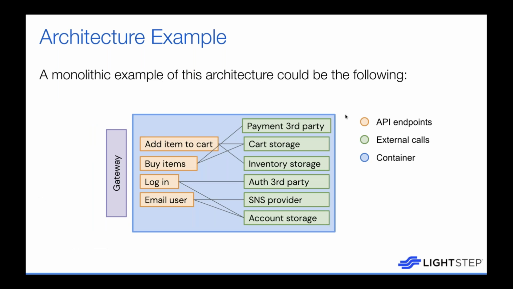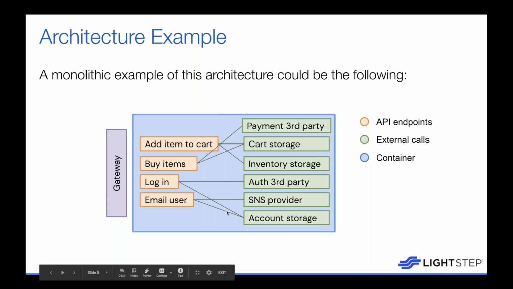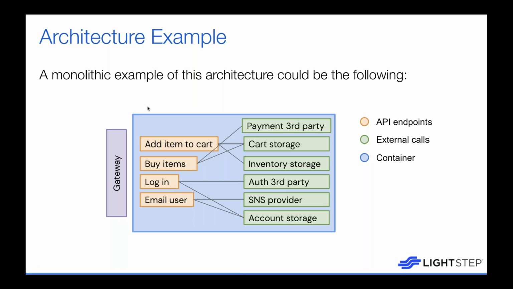And here's just a super simplified diagram of what this might look like in a more monolithic architecture. So we've got our API gateway here. And this is where all requests will hit before they go into our backend system, which is this blue box. You can think of this as a single container, regardless of whether you're running microservices or monoliths. In general, these days, you usually run inside containers. So in this case, we've got some of the features that I just talked about displayed here as API endpoints. So add item to cart, buy items, log in, and email user.